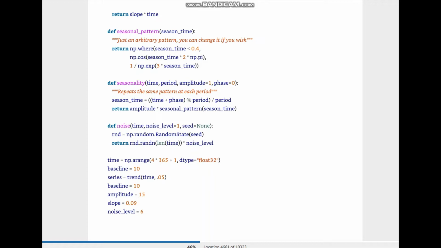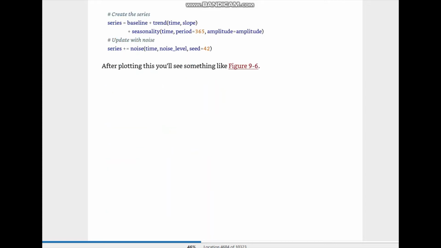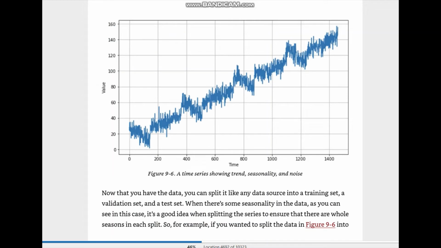And of course, if you don't understand this, we'll go through the text and understand what the whole code is about, right? So we create a series: baseline plus trend of time and slope, and add it to seasonality of time, period is 365, amplitude equals amplitude. Then we update the series by adding noise of time, noise level, and seed of 42. After plotting this, we'll get something like this. If you don't understand the previous code as much, don't worry, it's just to create random values and plot them on the graph. So it's random seasonal values.